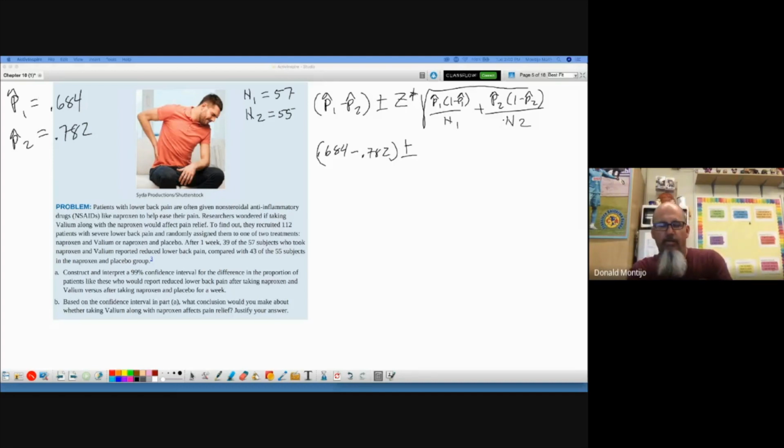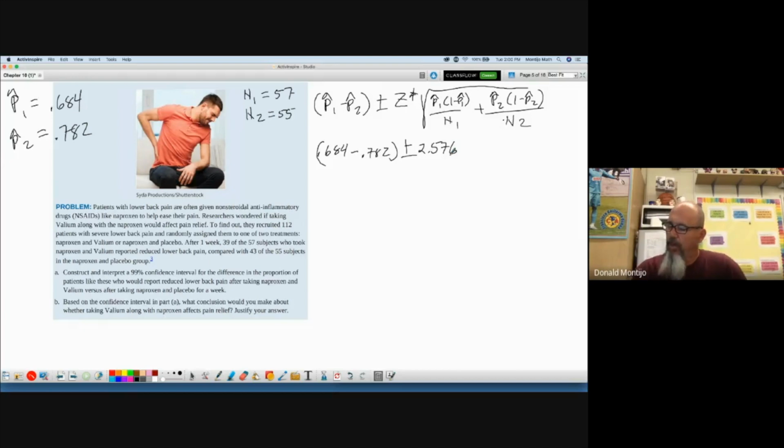The z star for 99%, I'm not going to show you right now, but is 2.576. I just looked that up in the table, and I'll show you that here in a few minutes when we do another example. So I'm just going to write all of this out. Now it's 0.684 times 1 minus 0.684 over 57 plus 0.782 times 1 minus 0.782 all over 55. And I'm going to do all of those calculations, and it's going to spit out an interval.